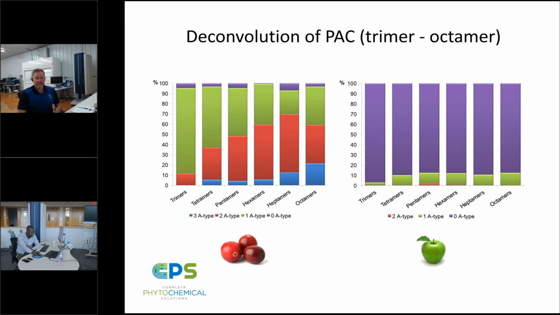Perfect. And then I think we have a few minutes for a few more questions. In your presentation, you indicated that PACs can have a degree of polymerization over 30, yet you only show data for degree of polymerization less than 8. Can you explain why?